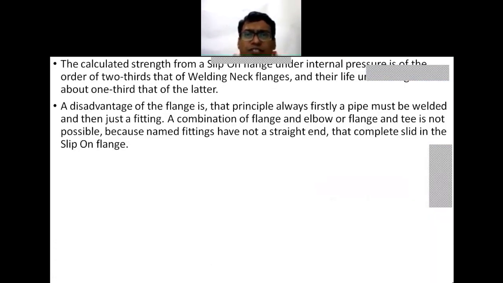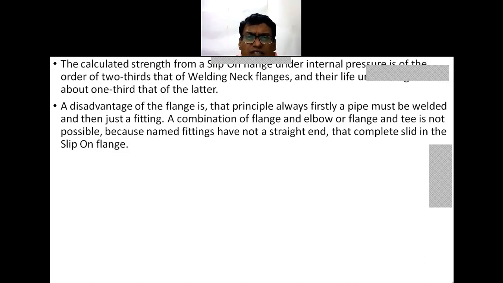The calculated strength of a slip-on flange under internal pressure is of the order of two-thirds of that of the welded neck flange. Now these welded neck flanges are the strongest ones, and are specifically used for high pressure and temperature operations, where one cannot accept any leakages or breakages. There we are going to use these welded neck flanges.